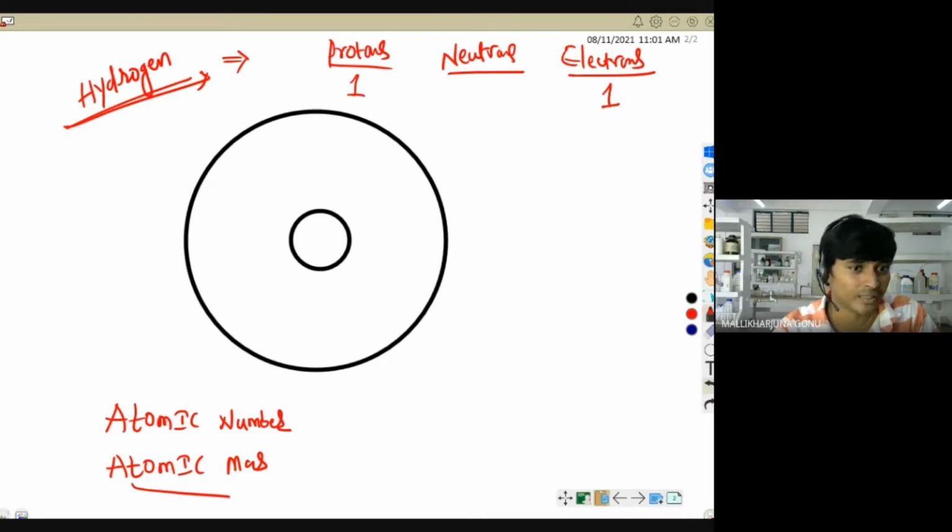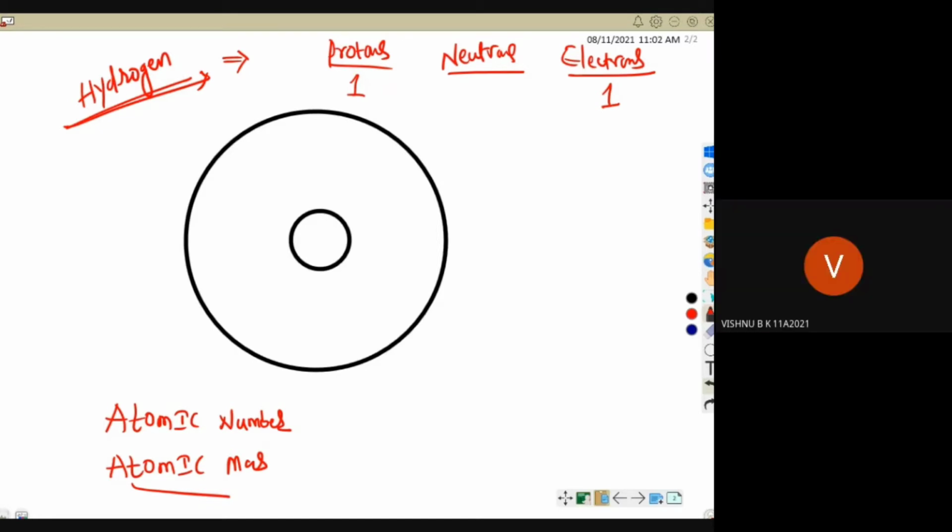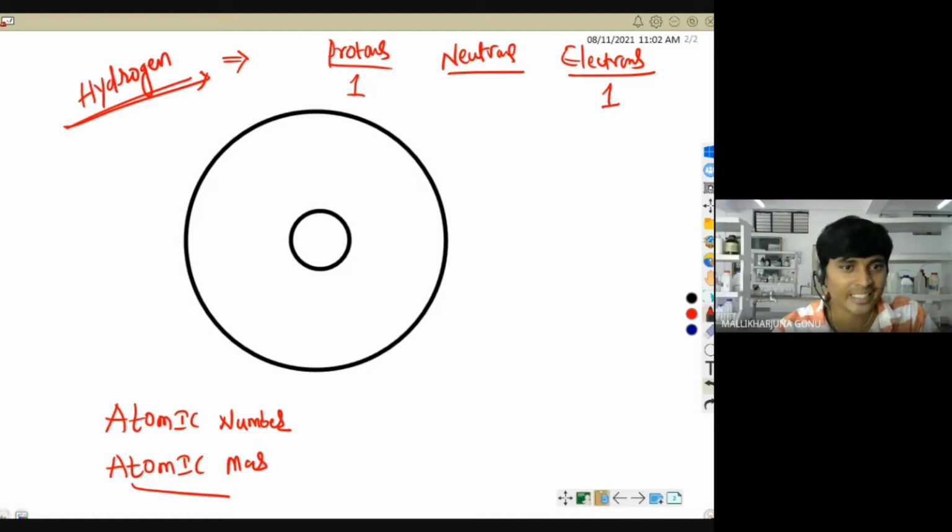Is it so, Tanya? It is having 1 neutron. Yes, sir. Okay. Yes, Vishnu, tell. No, sir, it is not having neutrons. Hydrogen doesn't have any neutrons. This is in fact the only atom which doesn't have neutrons. The rest of all atoms have protons and neutrons, but this is the case which doesn't have neutrons.